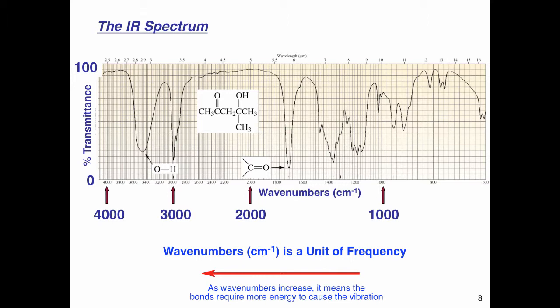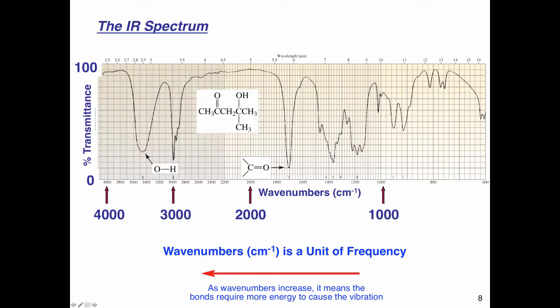So for example, we would expect the stretching frequency of a carbon-carbon triple bond to be higher than the wave numbers for a carbon-carbon double bond. It would require more energy to stretch a triple bond than it would a double bond, and likewise more energy to stretch a double bond than a single bond. So you would expect the wave numbers to be higher for the double bond than for the single bond.